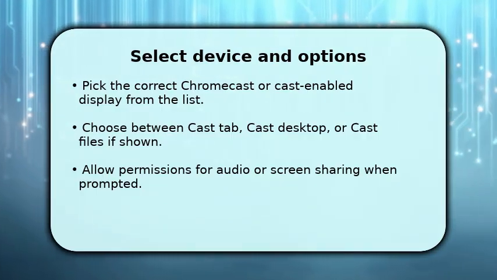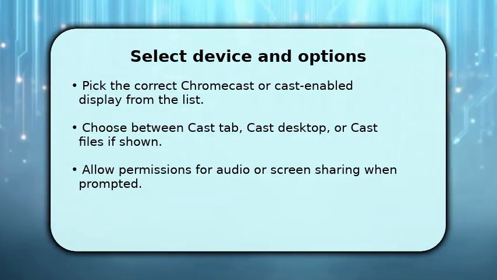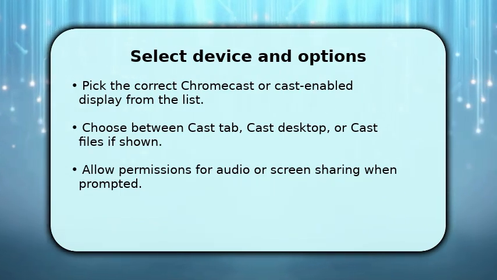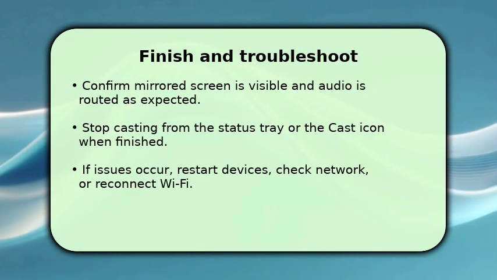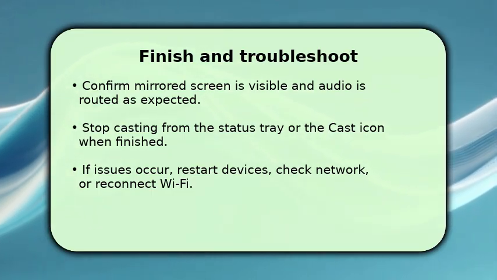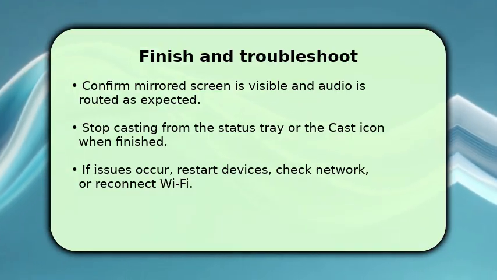Chromebook prompts for permission. Make sure to accept any screen sharing or audio permissions so the target display receives both picture and sound. To complete mirroring, verify the target display shows your Chromebook and that audio plays where you expect. When you're done, stop casting by clicking the cast icon in the status tray and selecting stop.